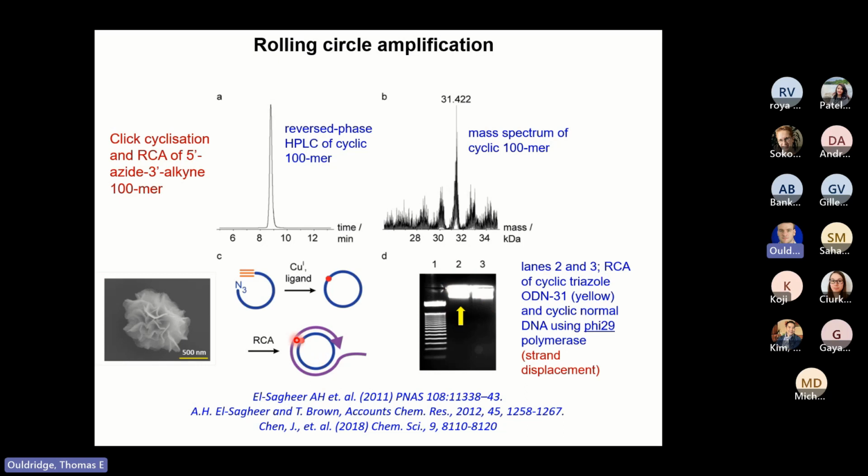The point here is that the enzyme has got to read through the triazole many, many times to make a very long piece of DNA. And we were able to make DNA nanoflowers from this kind of cyclic construct. And this is just a gel to show that the amount of DNA that we got from the triazole template was very similar to what we got from a phosphodiester template. So this is continuous read through of the triazole to produce a very big piece of DNA.